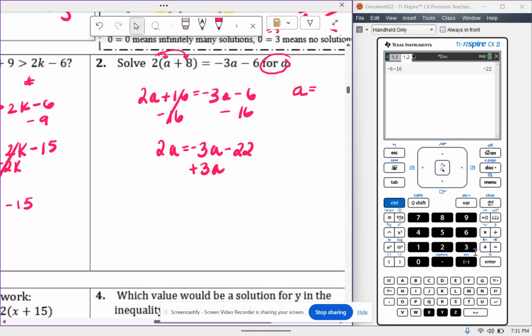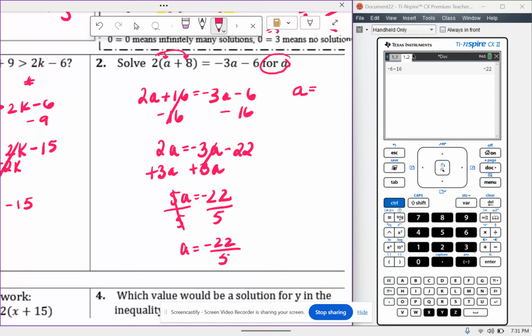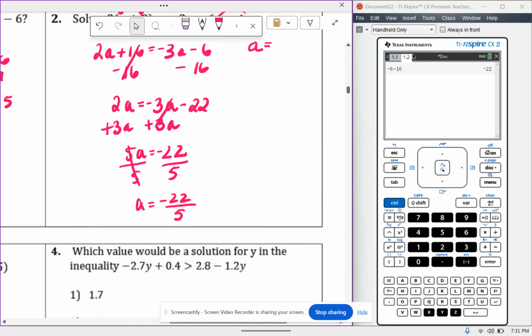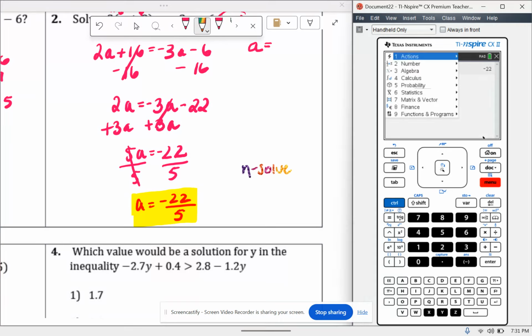So now I'm going to add the 3a on both sides, and I get 5a equals -22. When I divide both sides by 5, I'm going to end up getting an improper fraction. And I'm like, that doesn't sit well with me. I feel like it should be a nice number, but remember, it doesn't always have to be. So the way that you can check it and make sure that you got the right answer is using the feature on your calculator called nsolve. So let's nsolve this and see if we're right, because fractions can be like, am I right?